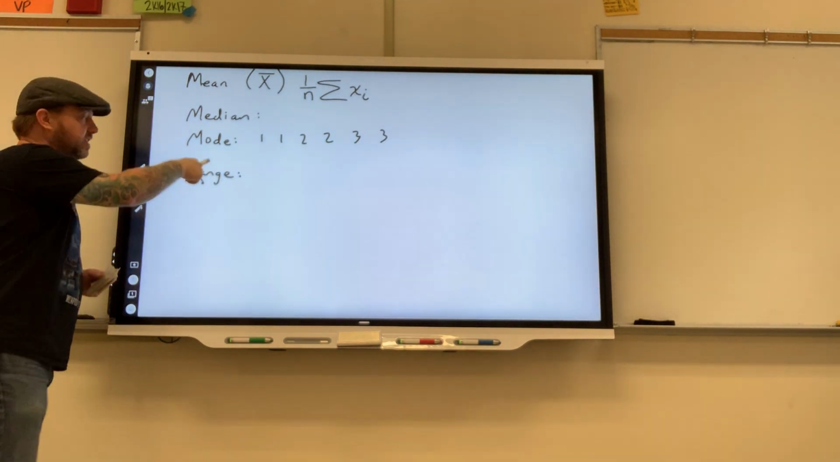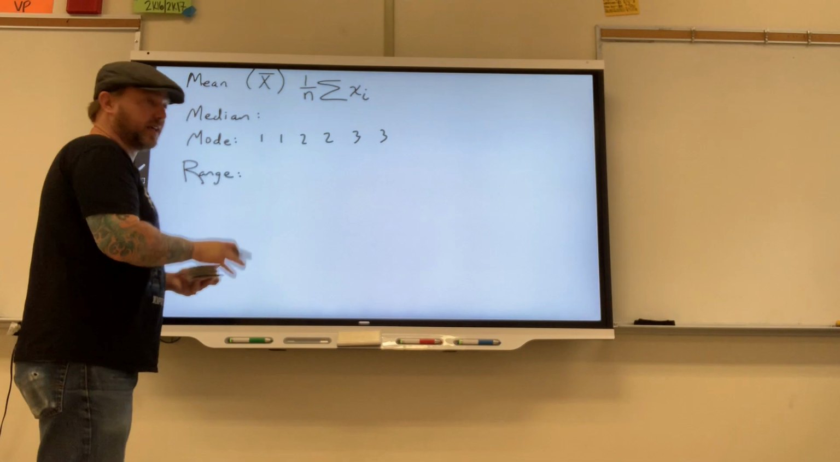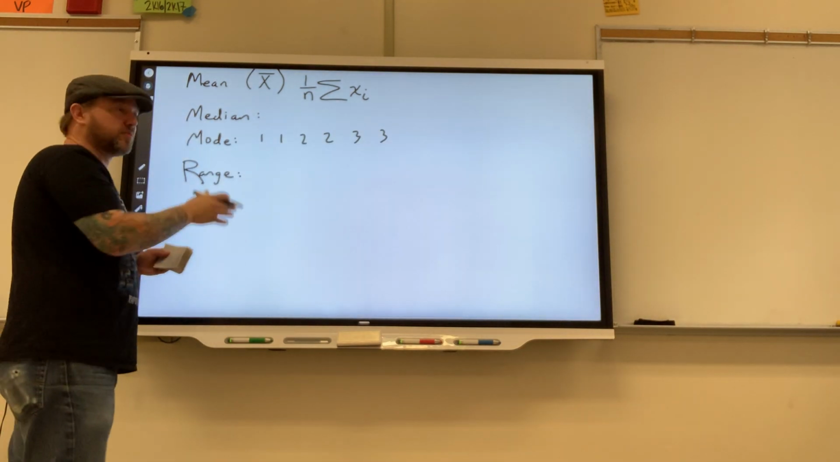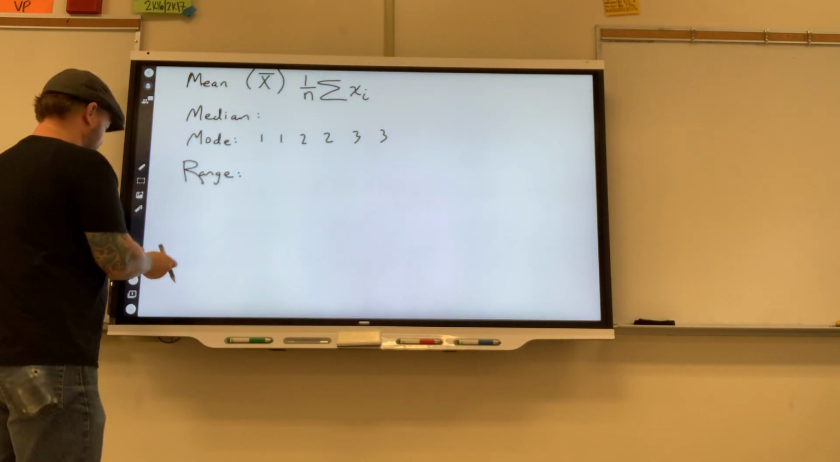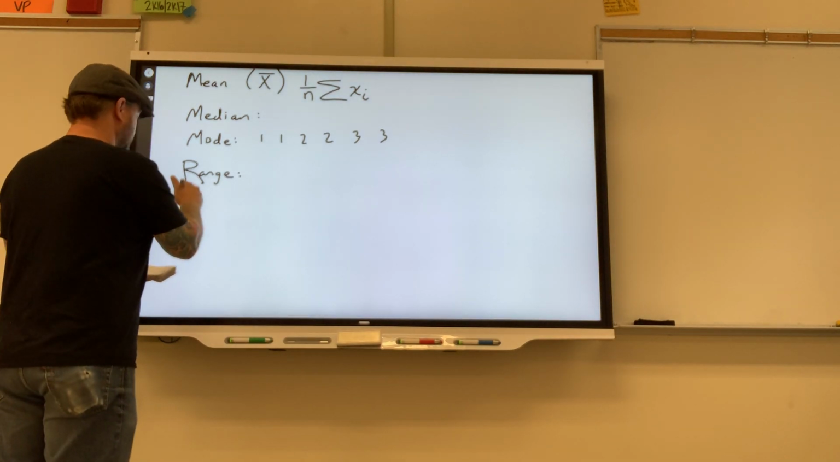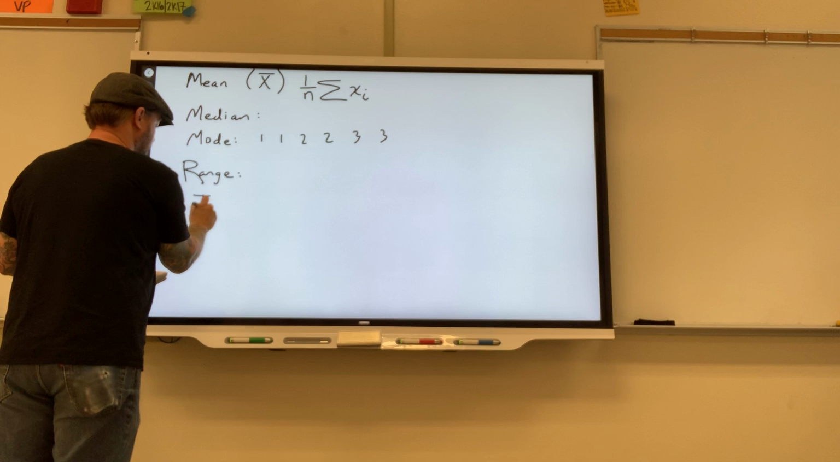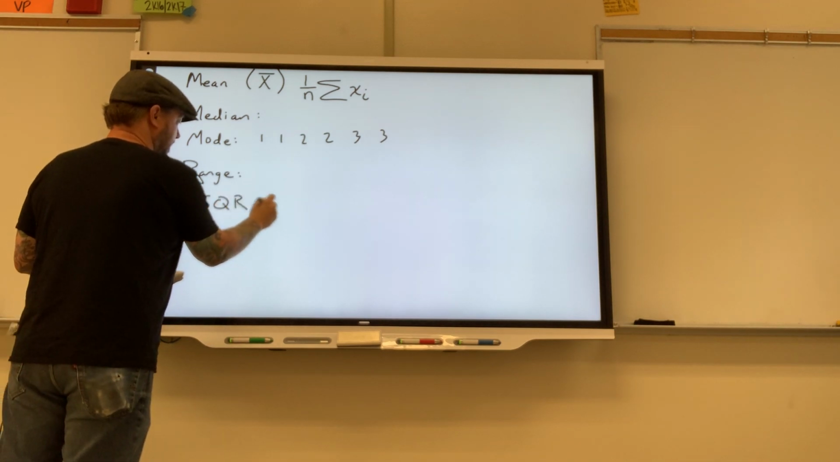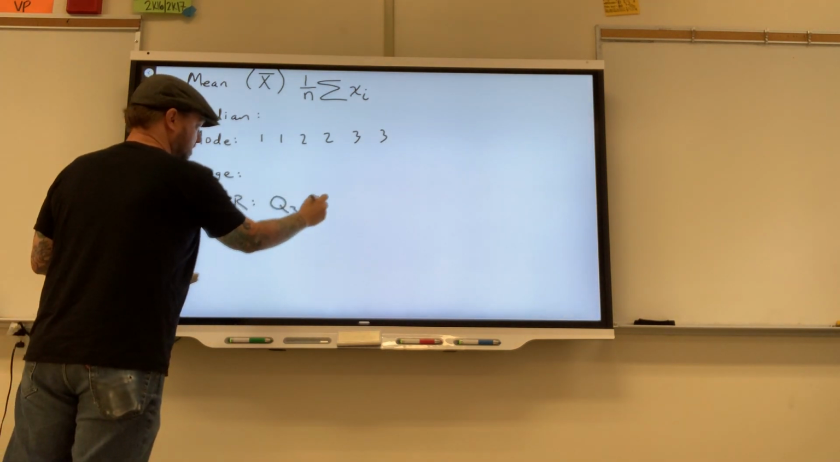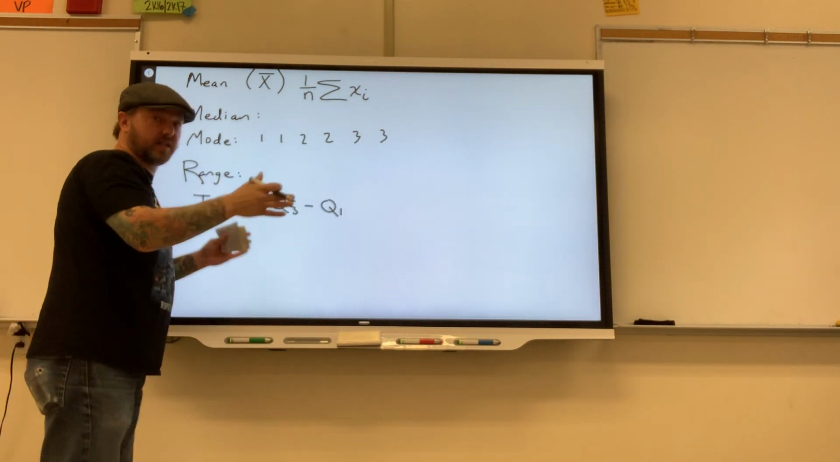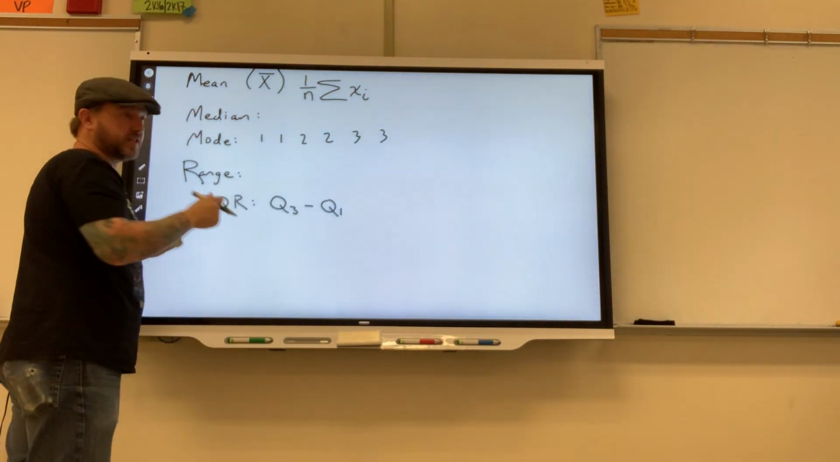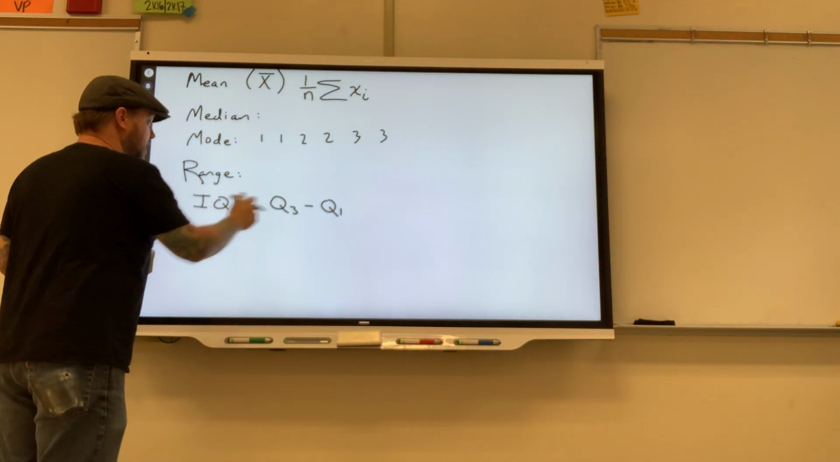Range is just the maximum minus the minimum. That's an okay measure of spread, but not a great measure of spread. It doesn't really give you the whole picture. IQR, Q3 minus Q1, this gives you the middle 50%, how wide that is.